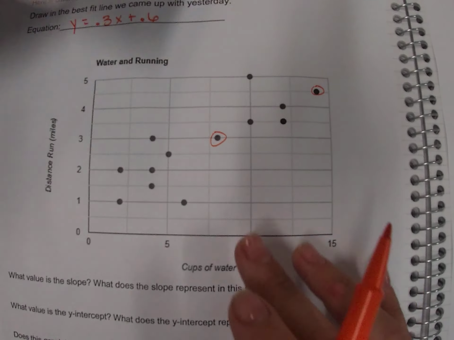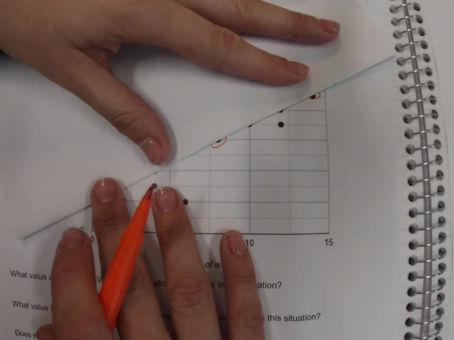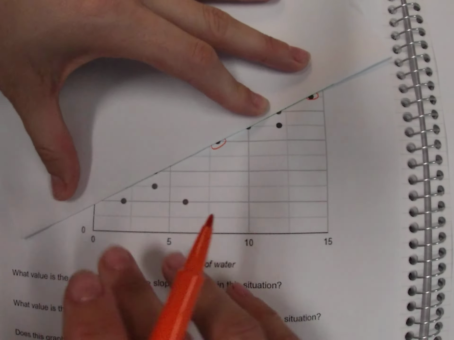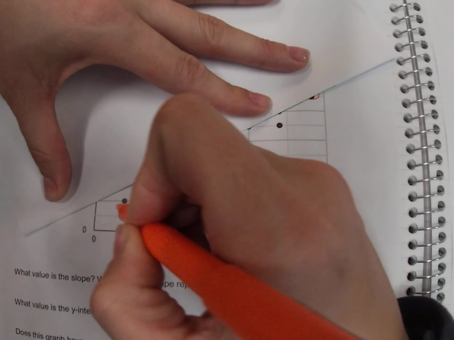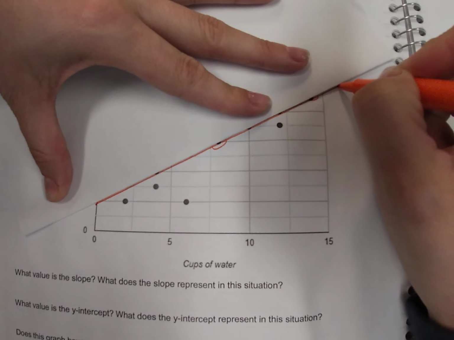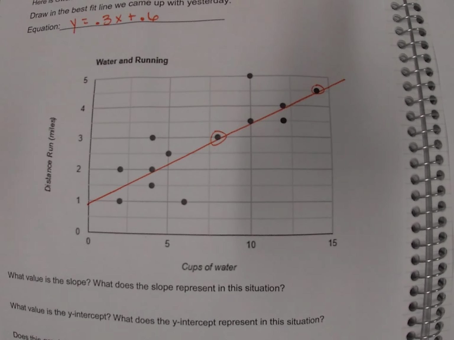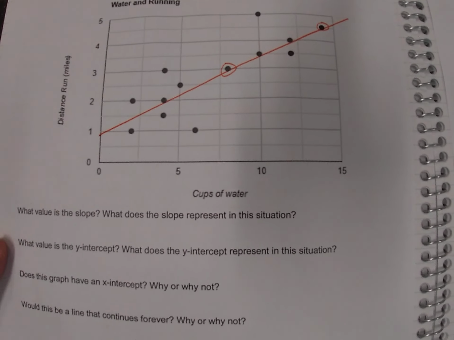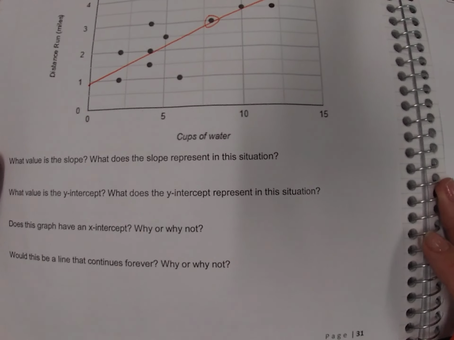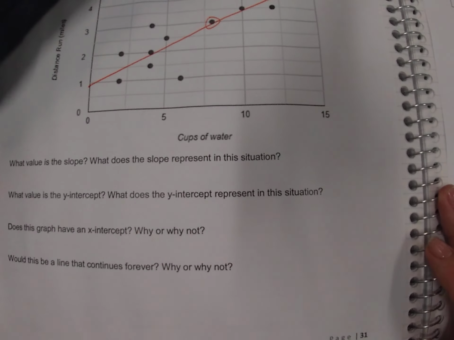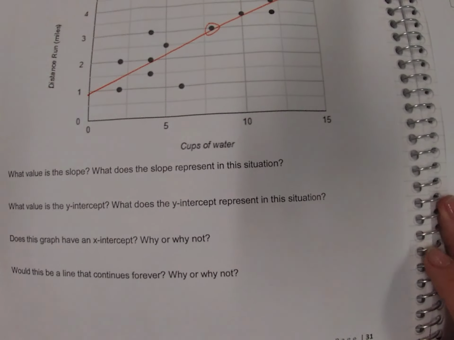Use this number here, right? And this was our best fit line, right? We wrote the equation of this line that went through these points. Okay, that's not a perfect line, but close. Then we want to be able to talk about what do all of these things mean? What does this information tell us?